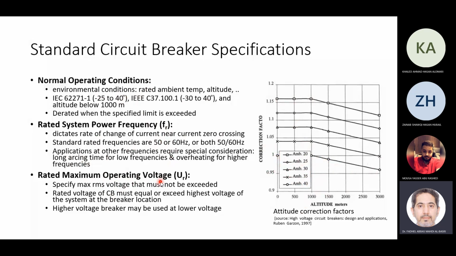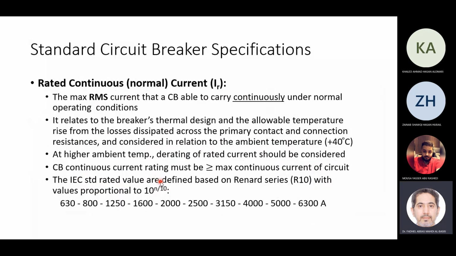Rated continuous current, I_R or I rated, is the maximum RMS current that the circuit breaker is able to carry continuously under normal operating conditions, as specified: the rated temperature, altitude below 1000, and so forth. In general, we should compare full load currents with this value. So our continuous current rating has to be greater than the maximum continuous full load current.